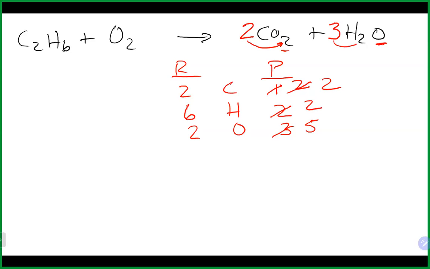We have 3 times 2, which is 6 hydrogens. And now in terms of our oxygen, we have 4 there plus 3 more there. That is 7. There we go. So at this point, the only thing that is not balanced is the oxygen.